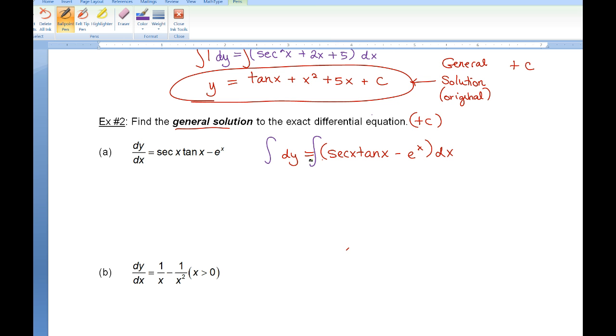What do we get on the left side? It's going to be y. If you don't remember, this is secant x.